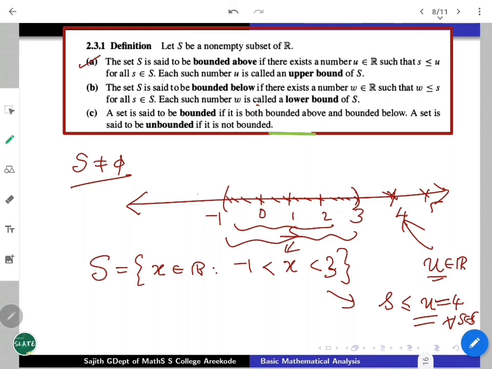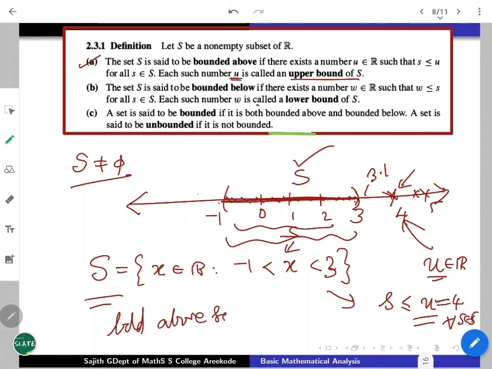So in that case, the second statement is, each such number u is called an upper bound. So look at my set, this is my set. Then 4 is an upper bound for my S. Not only 4, anything bigger than that obviously satisfies it. Even 3.1 I can take, no problem. It's also going to be an upper bound. So the whole set, I can say, is a bounded above set, bounded from the above.